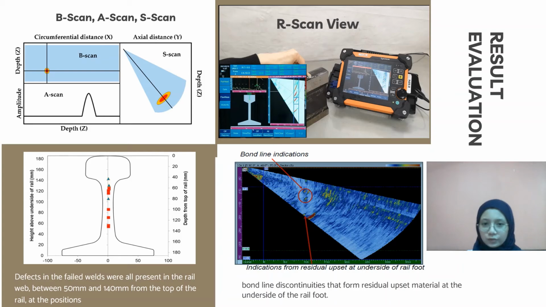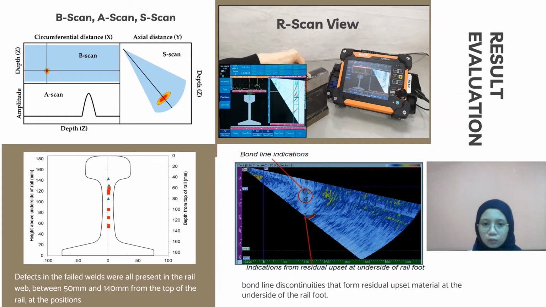The following slide shows the phased array ultrasonic testing evaluation for the rail web. Flaw measurement on the weld is conducted on the rail head, rail web, and rail foot. The first picture shows the three modes of scan used in phased array ultrasonic testing, which are the A scan, B scan, and S scan. Usually, we can use the S scan to locate the flaw. The picture on the right depicts the S scan view of the defect on the rail head.